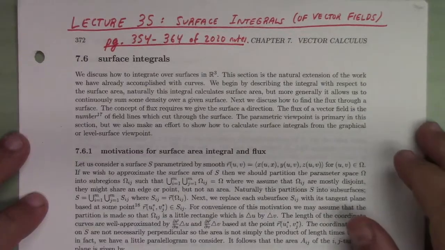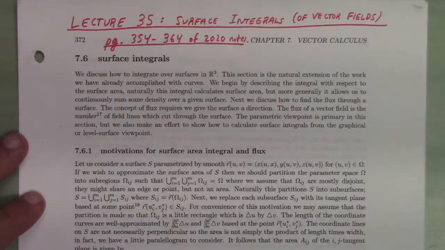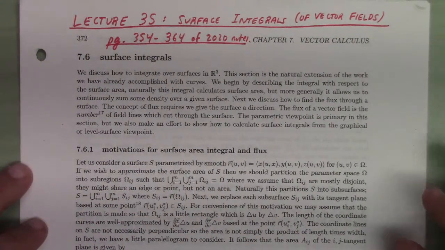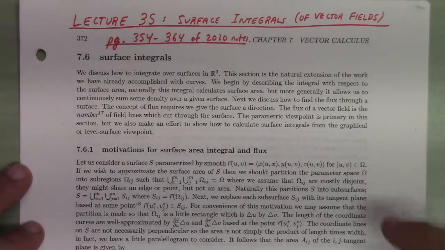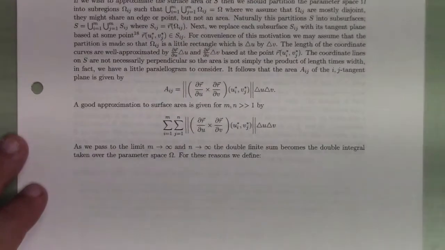This is lecture 35 on surface integrals of vector fields. But to start with, we describe how we would calculate the surface area, actually, because essentially these two problems are tied together. And so in this paragraph here, I describe the setup, but I probably should give you a picture because that might help more.